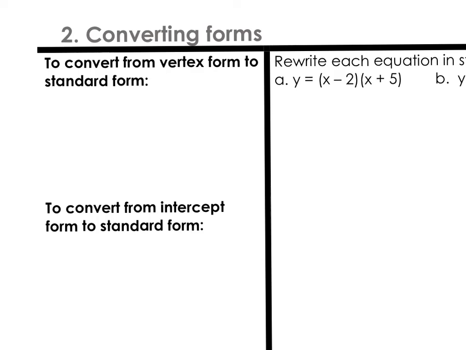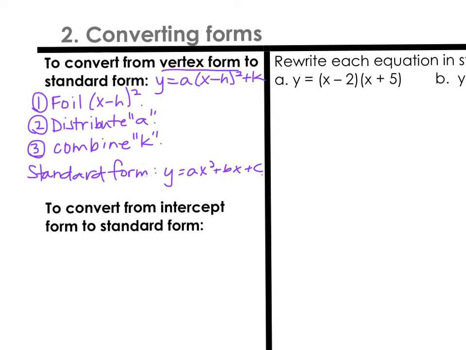We're going to finish the last part of lesson 4.2 before we look at lesson 4.10. When you're asked to convert forms, what this means is you're going to be given an equation in either vertex form or intercept form and simply multiply to convert to standard form.